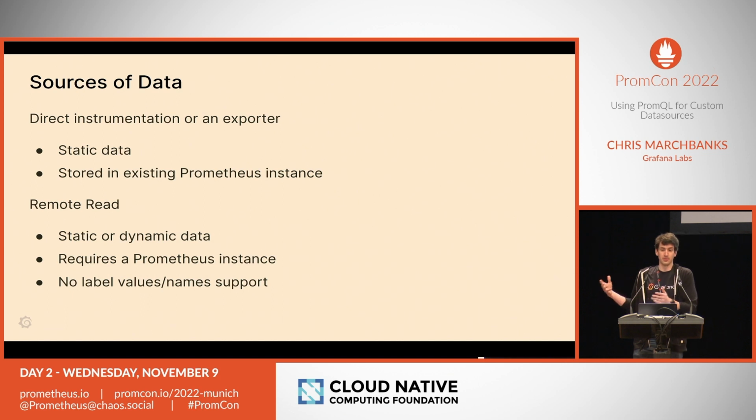You can just implement a remote read server that returns whatever you want. And that can be used to do very interesting things like provide data that is then used in joins, have custom data, things like that. But there's some downsides there. For one, it doesn't support the really nice autocomplete features that require the label names and label values support. And it also still requires a Prometheus instance to be running, which for something like my Strava data, I don't really need that in Prometheus at all.